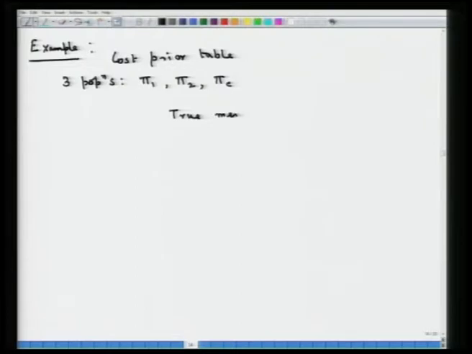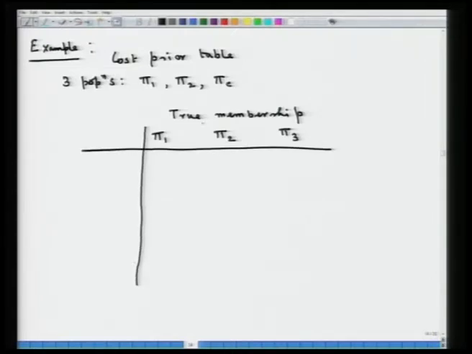Suppose we have on this side the true membership of that individual. Now an individual can either belong to pi 1, or pi 2, or pi 3, because these are the 3 possible populations. And corresponding to the true membership, according to our classification rule, we can get that object being classified as coming from either pi 1, pi 2 or pi 3. This is the classification based on the classification rule in place.